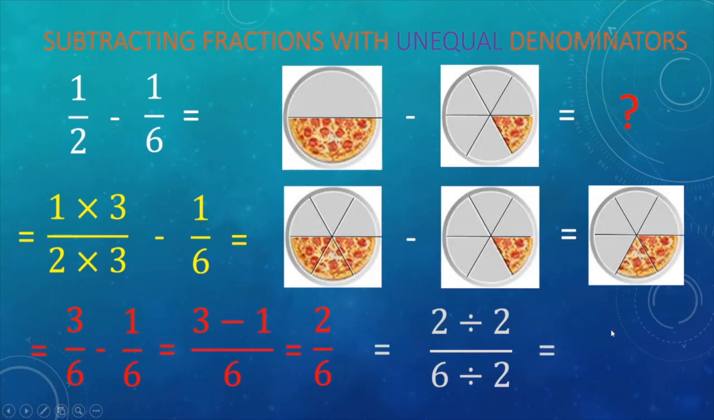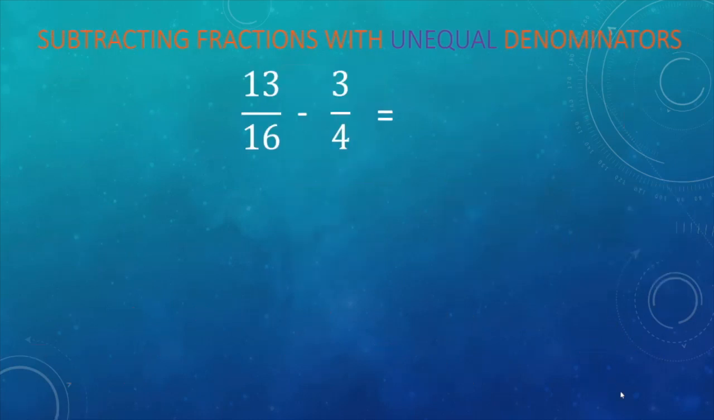2 divided by 2 is 1, and 6 divided by 2 is 3. So our answer is 1 over 3. And the last example, we need to subtract 3 over 4 from 13 over 16.